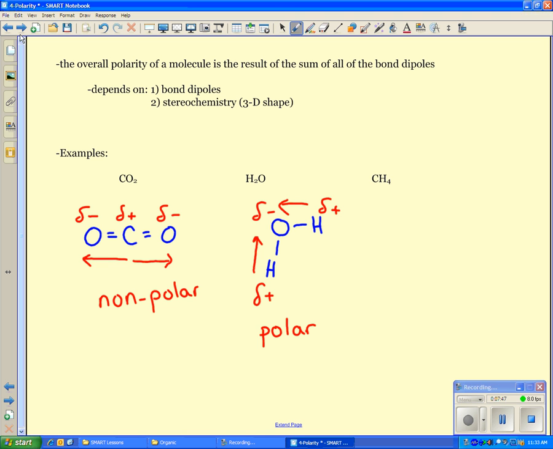Our last example, methane, CH4, has a carbon in the middle, two hydrogens that are at that sort of odd angle, a hydrogen that's coming out towards you, and a hydrogen that's going back away from you. So this is a tetrahedral shape. Again, comparing the electronegativity values, hydrogen is 2.2, carbon is 2.6, so the carbon is the negative, and each of these hydrogens is a delta positive.